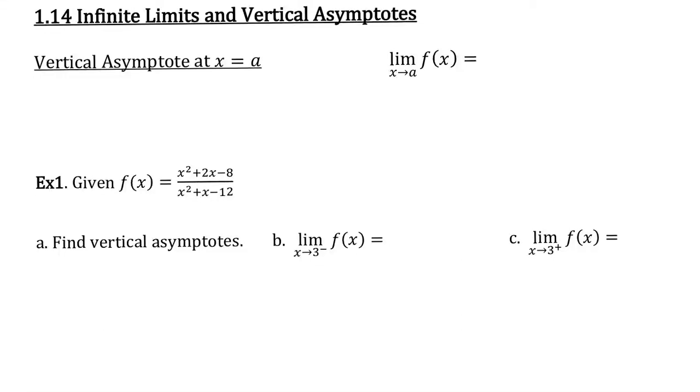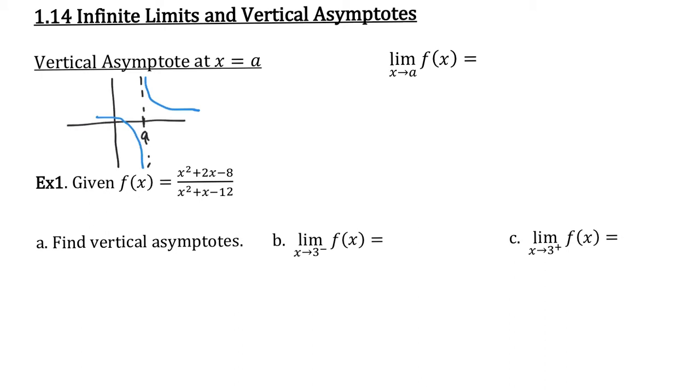In 1.14, we're considering infinite limits and vertical asymptotes. Okay, so I'm going to go ahead and sketch a graph with the vertical asymptote at x equals a. I'm making up a point. Okay, this is my vertical asymptote. Okay, I'm going to draw a made-up graph. Maybe it's going like this. Maybe it's going like this.